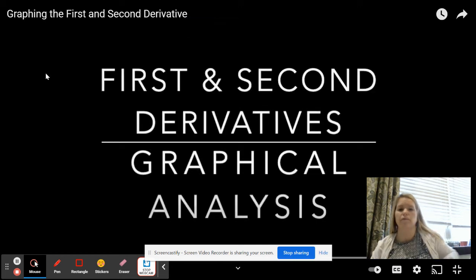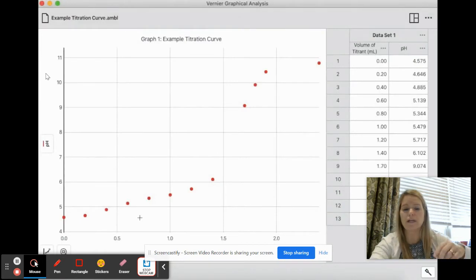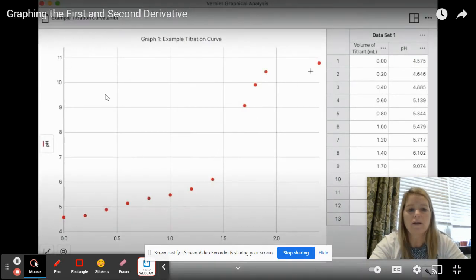Okay, so we're going to look at the first and second derivatives in graphical analysis with the titration curve data that you guys have. This is what your titration curve should probably look like at the moment, just with pH versus milliliters of NaOH added. And what we're going to do is take the first and second derivative of it to give us a better estimate of the equivalence point.